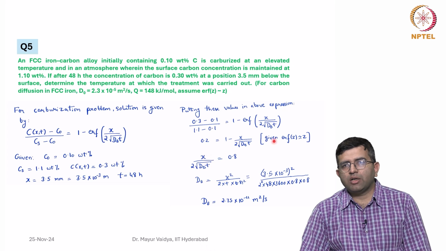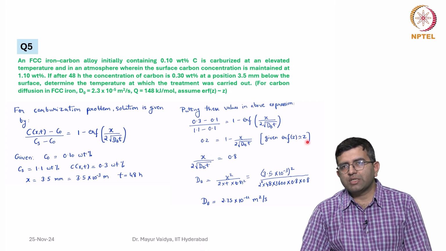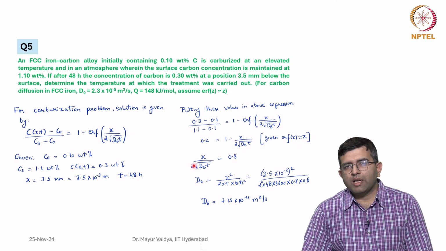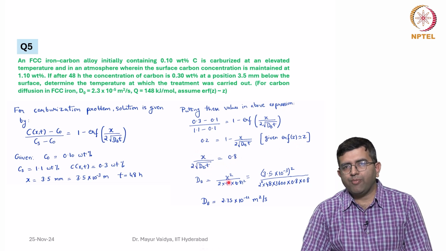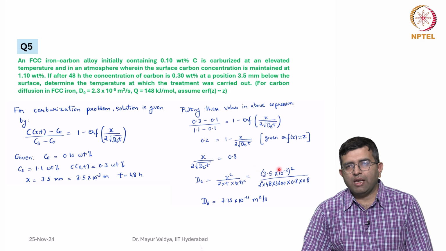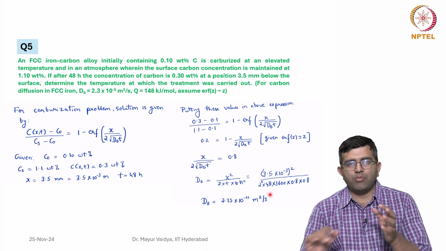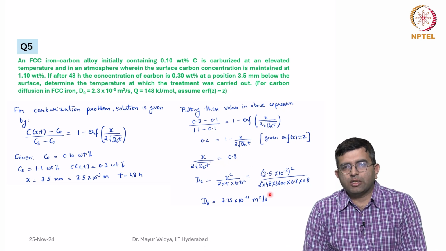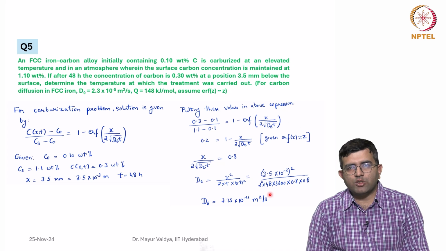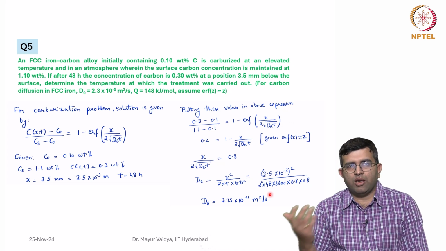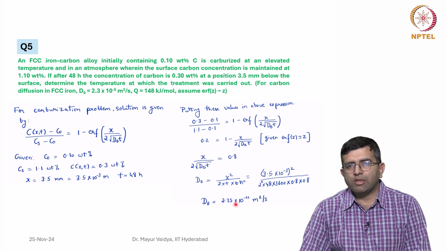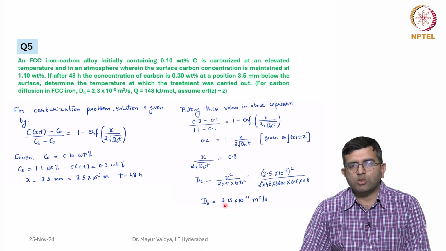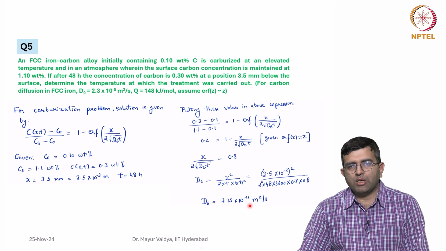assuming that error function of Z is almost equal to Z, what you get is x by 2 root DBT is equal to 0.8. And if you put all the values in the correct units, remember it is very important to put the quantities in the correct units when you are solving these problems, otherwise you may end up getting unrealistic values. So, if you solve this, you will get DB is equal to 2.75 into 10 power minus 11 meter square per second.